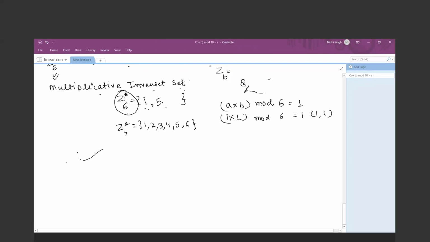So the next topic is linear congruence. It is the last topic of mathematics of cryptography, and on completing that topic, we will jump to the cipher algorithms.